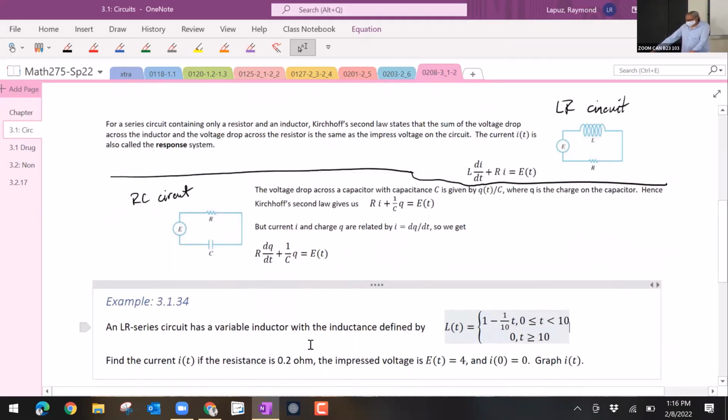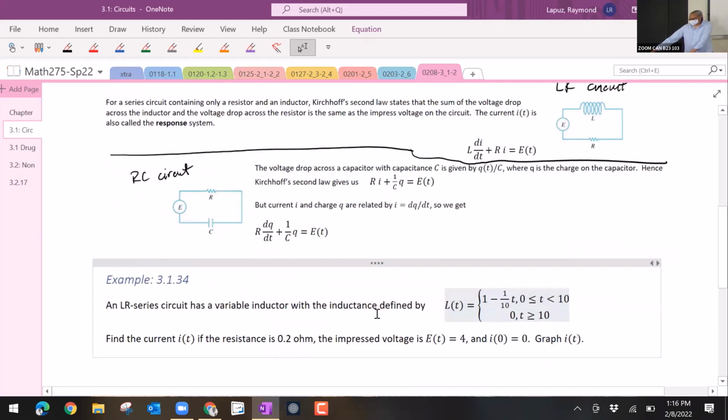For our example, we're going to look at an LR circuit. An LR circuit has a variable inductor, so your inductor is not constant. Usually they're all constants, but now your inductor is not constant. It's not only variable, but it changes. So it's a piecewise function. The LR circuit has a variable inductor with an inductance defined by L of t, which is in two pieces. It's 1 minus 1/10 t, as long as you're between 0 and 10, and then after that, it has no more inductance, so it's 0 for the rest of the way.